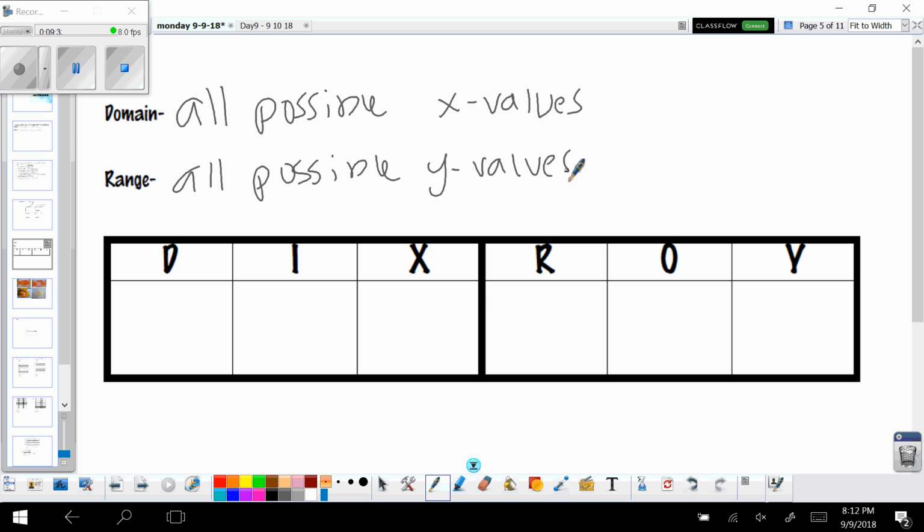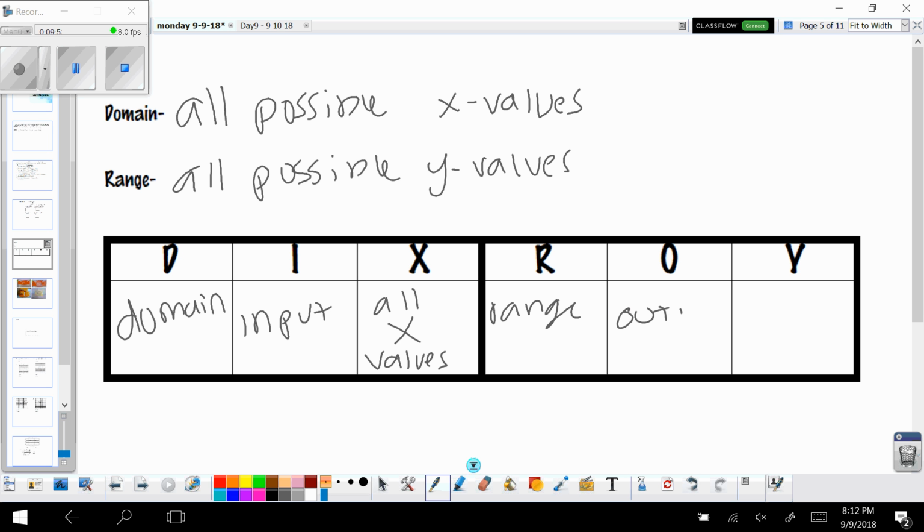So a little acronym to remember this is DIX-ROY. So D stands for domain, I stands for input, X is all X values, R stands for range, O stands for output, and Y stands for all Y values.